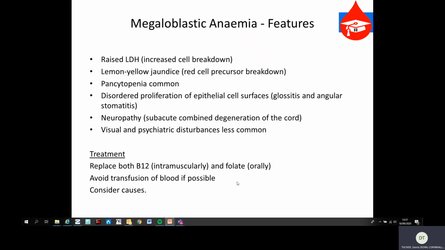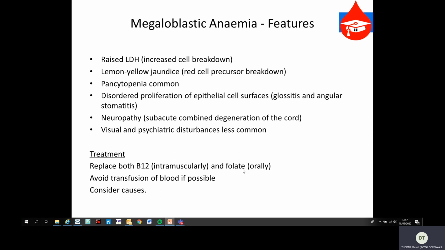The really important thing to do, if you have a B12 or folate deficiency, is to replace both simultaneously. Because particularly if you're lacking in one and you replace that one, you can sometimes burn off the other one and use up the other one very quickly. And so it's important to replace both if you have a deficiency.